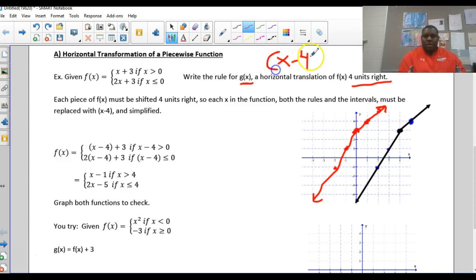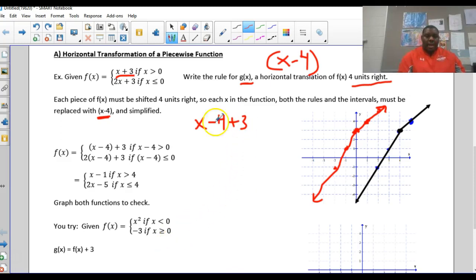X minus 4. All right, so that means to the right 4. So we took that x minus 4, and since the 4 is directly subtracted from the x in this first piece of this piecewise function. Here's how we got this. I took the x and made it x minus 4 because I need to move to the right 4. And then you don't forget you still have the 3 here, so plus 3.